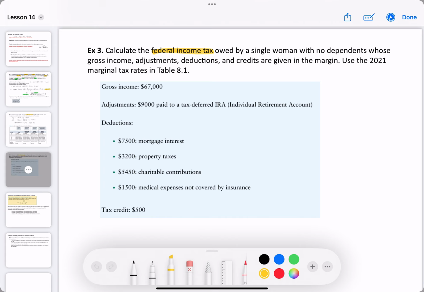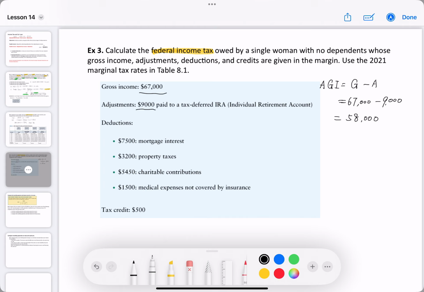Okay, let's start from the beginning. It doesn't ask step by step, but I'm going to solve all of the information. First, gross income is 67,000, and then we have the adjustment. What is the AGI? AGI equals the gross income minus adjustment. Gross income is 67,000 minus 9,000, which equals $58,000. This is adjusted gross income.